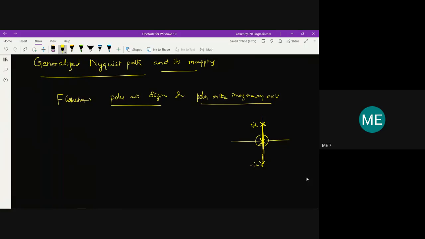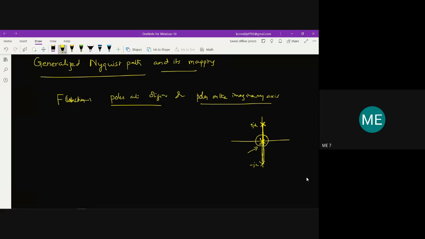This is because of the mapping theorem, which we are going to discuss: at every point it should be an analytic function. If the path passes through this origin, then it is not an analytic function. So, in order to make f of s analytic, the Nyquist path should not be drawn through this origin. That's what the Nyquist path is.